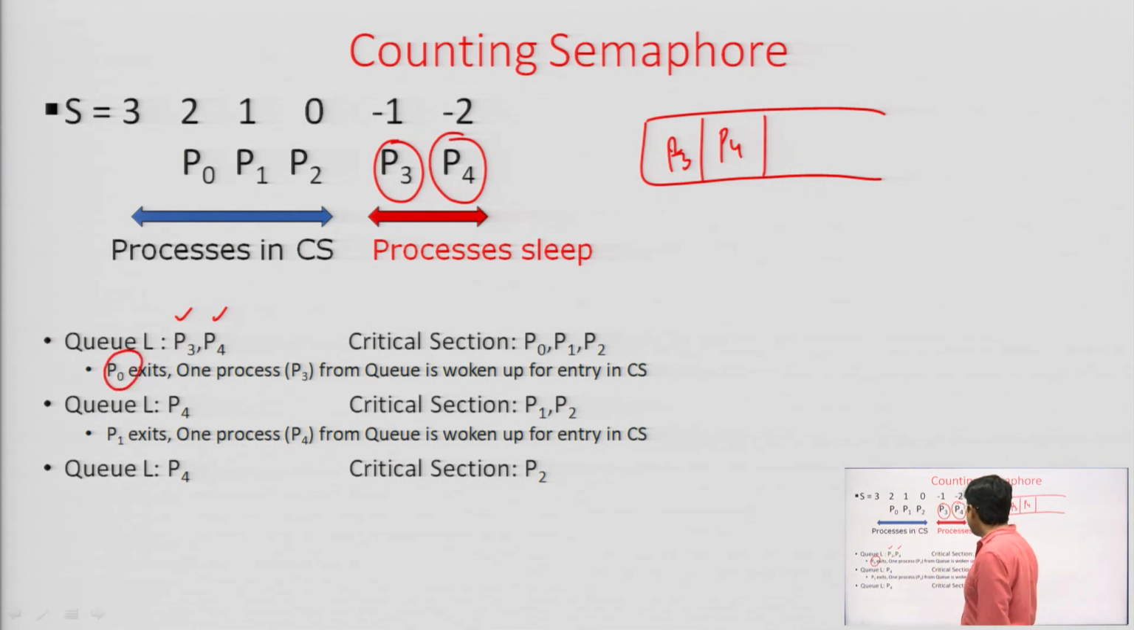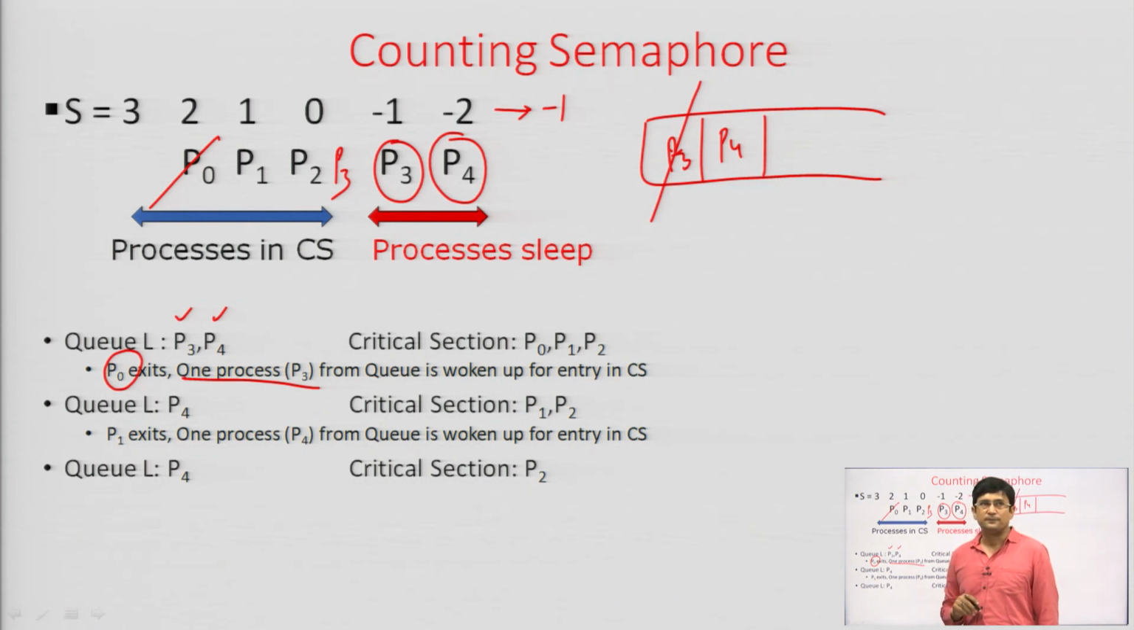When the P0 process exits the critical section, it updates the value of the semaphore from -2 to -1 by the signal function. It executes the signal function and the value of the semaphore goes up to -1 from -2. The value is still negative. So, a process will be taken out from the queue and the P3 process enters the critical section. So, one process, P3, is taken from the queue and will enter the critical section. So, P0 exits and P3 enters the critical section.